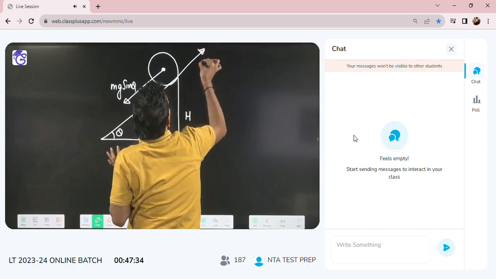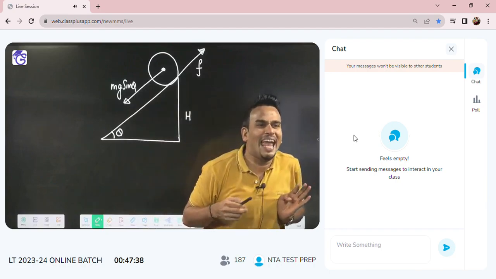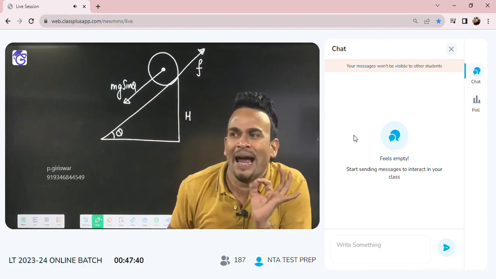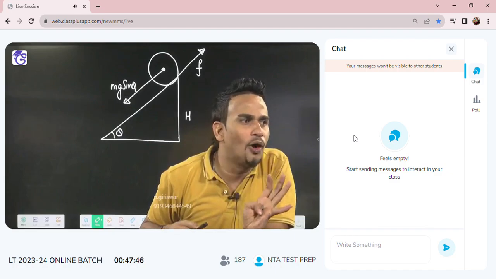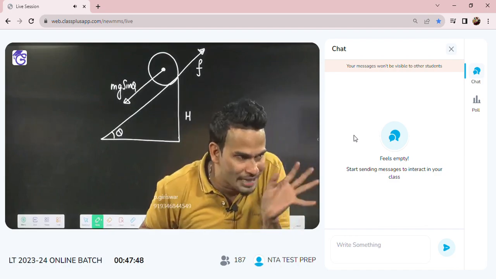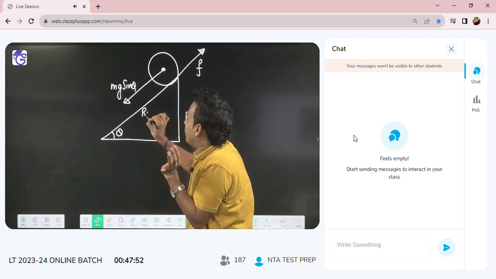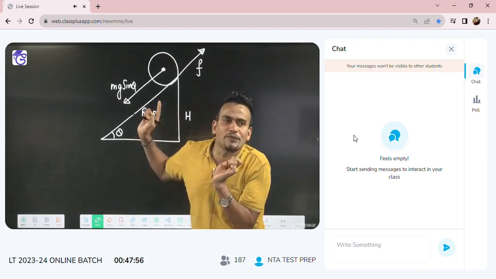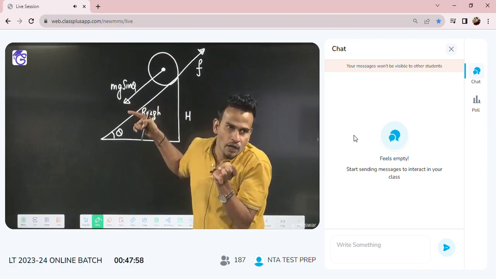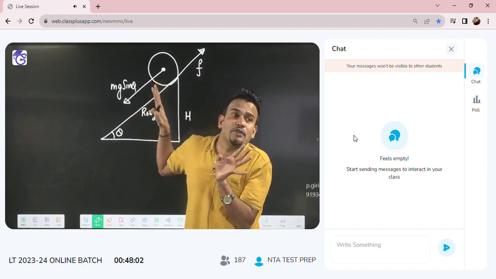So always remember, for rolling on an inclined plane, friction is mandatory. Without friction, rolling cannot happen on an inclined plane. That's why we always talk about a rough inclined plane. Rolling is happening on a rough inclined plane because this friction will be mandatory. On a horizontal surface it is not mandatory, but on an inclined plane friction will be mandatory.